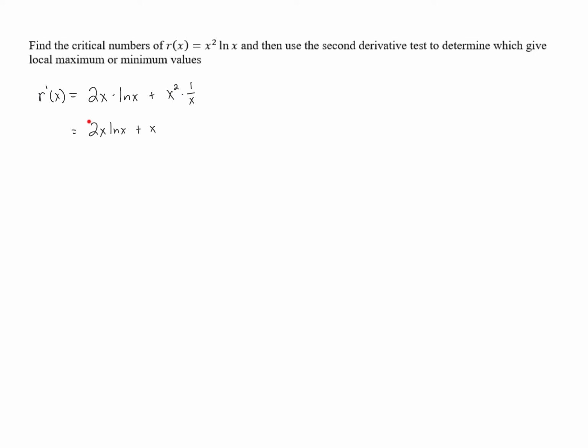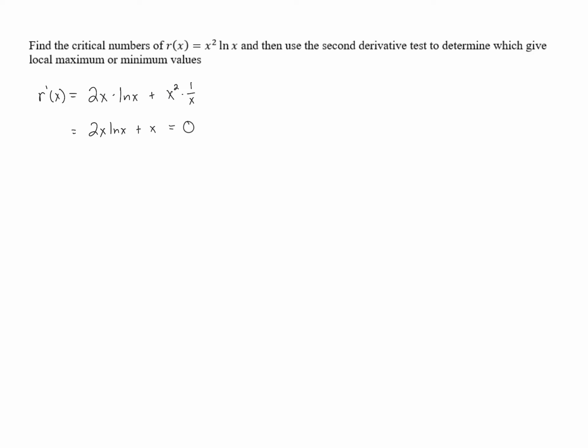Now, the domain of the derivative, this is not defined everywhere because it's got an ln of x in it. So this is only defined for positive values of x. But so is our original function. So on the domain of our original function, the derivative is always defined. So we don't have to worry about this being undefined, but we can set it equal to 0 to get a critical number or 2.